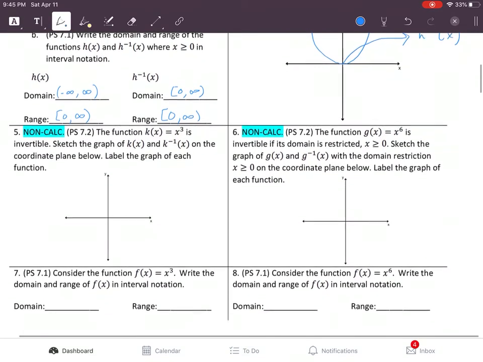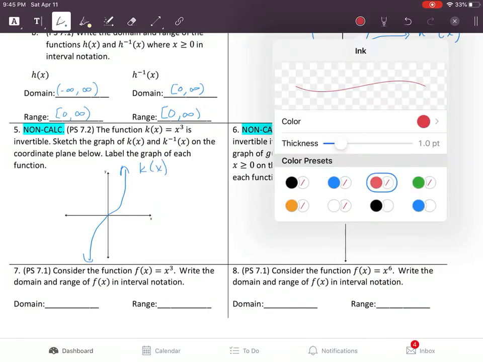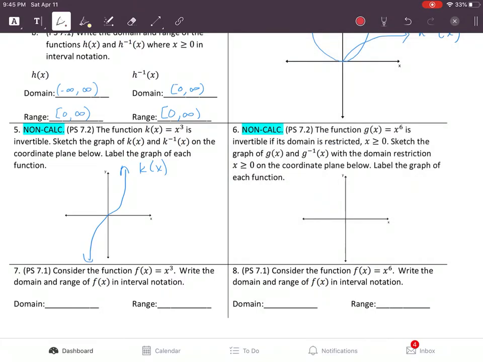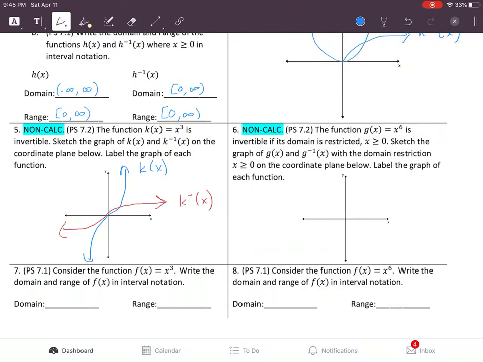All right. Here's a function. k of x equals x to the third is invertible. This is what the graph will look like. This is k of x. I'm going to change colors because it starts to look the same as the other graph. If you invert it, it's going to look like this. Here's the inverse of k of x.